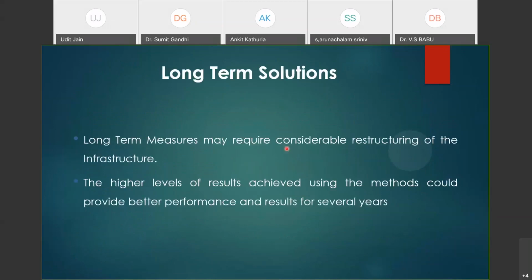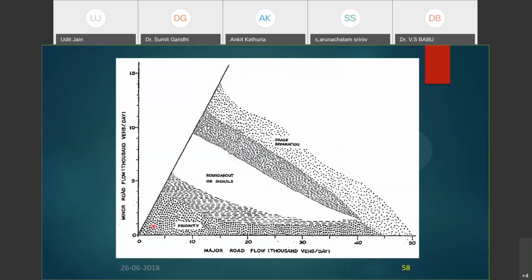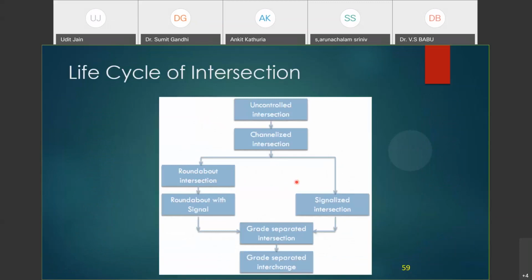Coming to long-term solutions, the long-term solutions basically require considerable restructuring and a higher amount of funds. So, as I said, this is the Warren chart for the life cycle. Once the priority signal fails, once the roundabout and signalized intersection fails, then we finally go to grade separation. In the life cycle of the intersection, the grade separation or the grade separated interchange is the end of the chain. And this is the final solution that you can provide after all else fails.